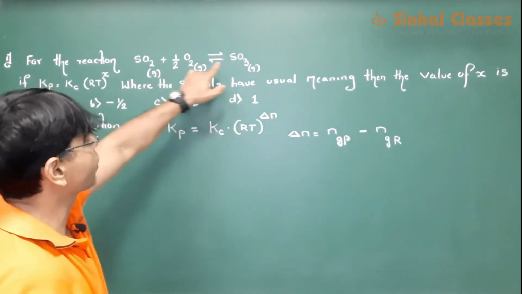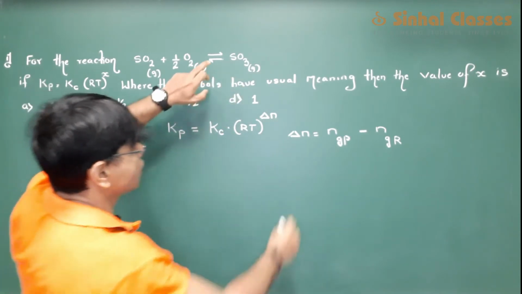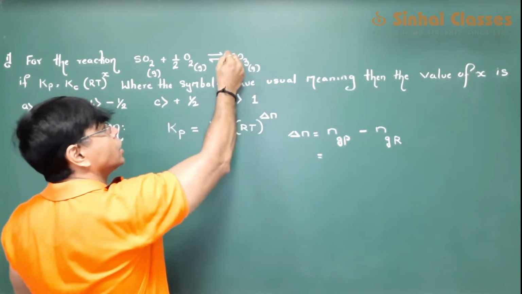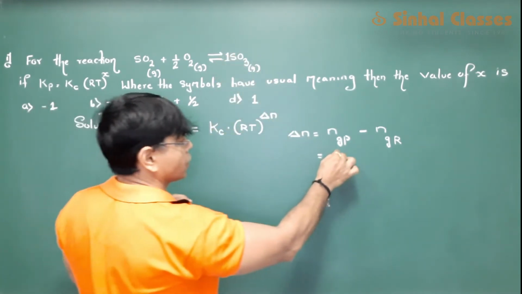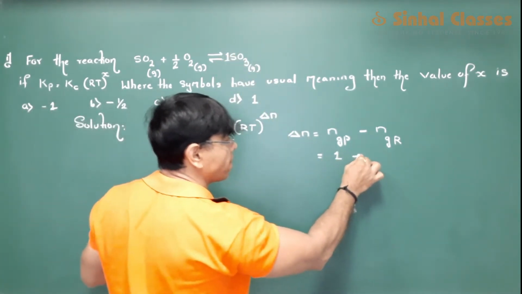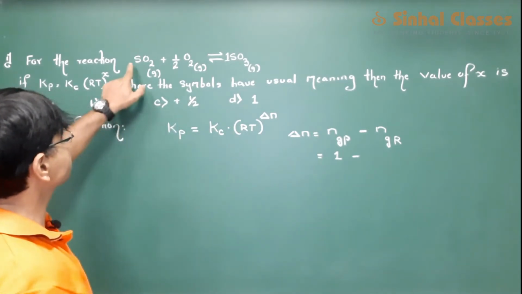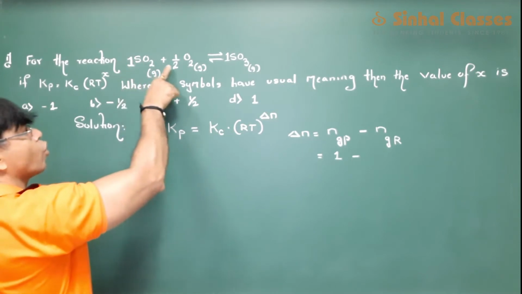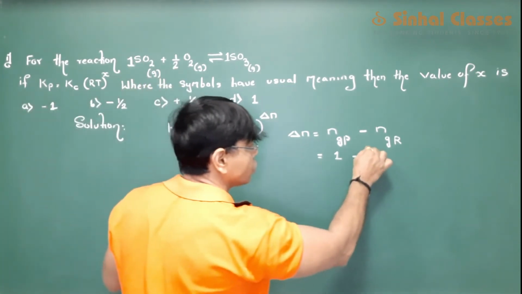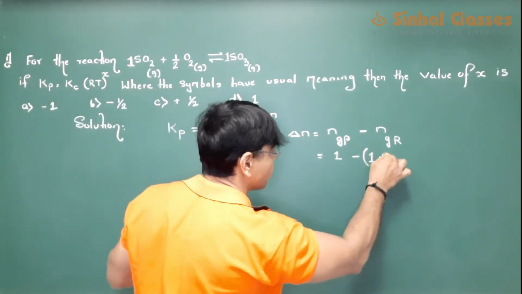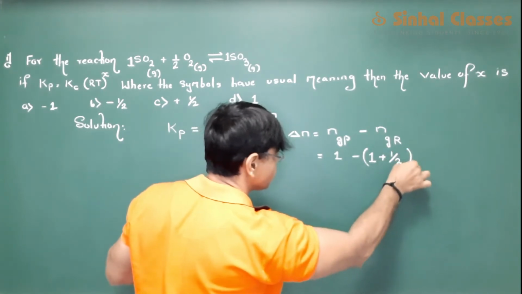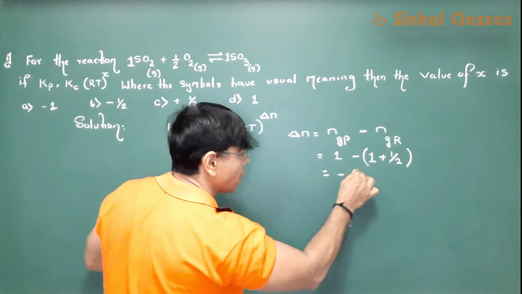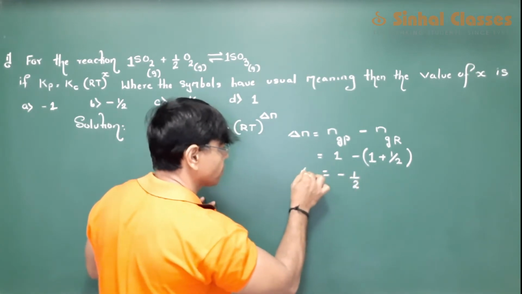Now look at this equation. The moles of gaseous product, so this is gaseous product, the mole is 1 here. So we take 1 minus gaseous reactant. Now both the reactants are gas, so 1 plus half. So this will be 1 minus 1 plus half, so delta N answer is -half.